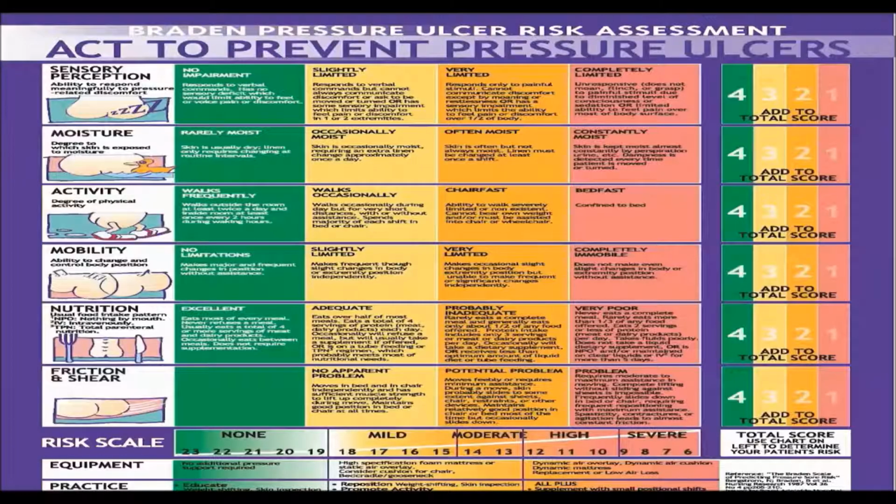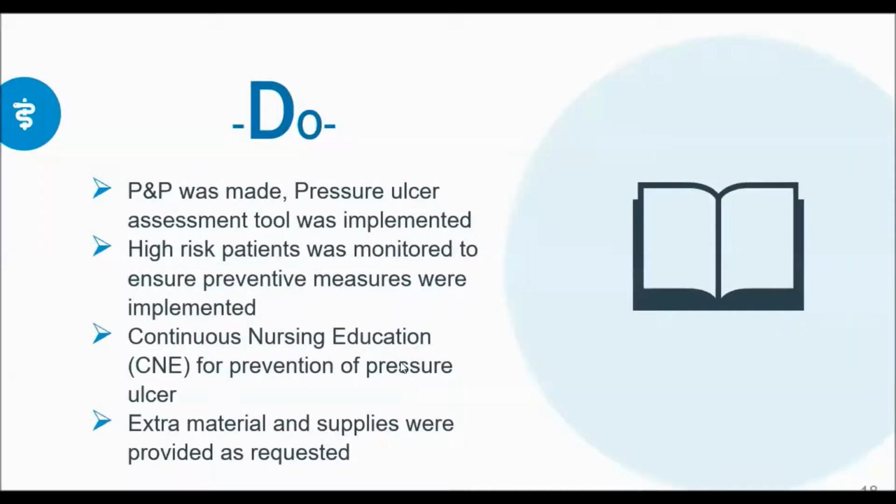Let's have a look at the Braden scale. We'll use a scale of 1, 2, 3, 4. To do: the policy and procedure was made. The pressure ulcer assessment tool was implemented. High-risk patients were monitored to ensure preventive measures were implemented. The CNE is one of the requirements from the DOH, the Department of Health in Abu Dhabi. It's obligatory to take the CNE, and extra materials and supplies were provided as requested.